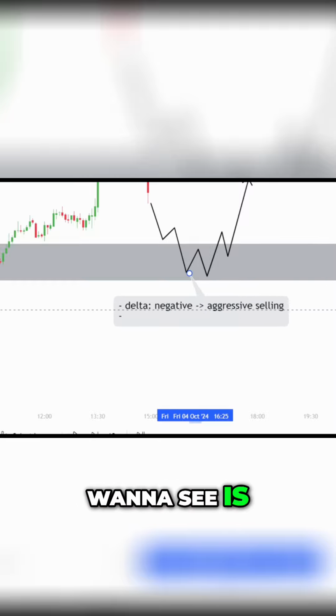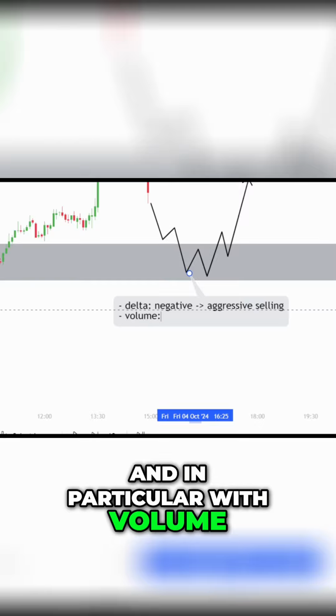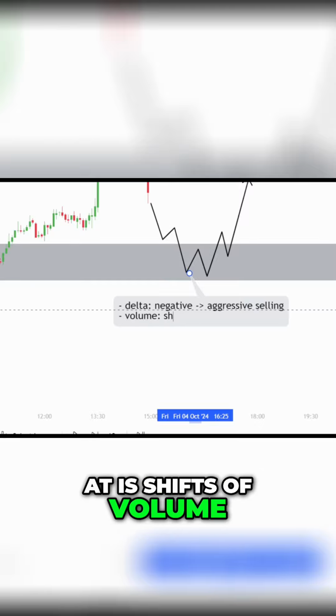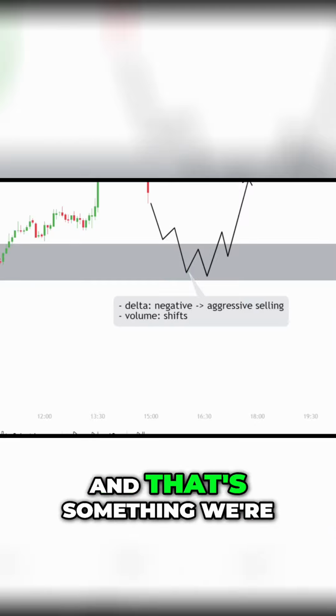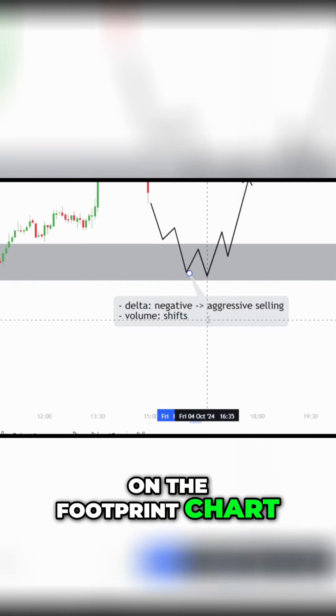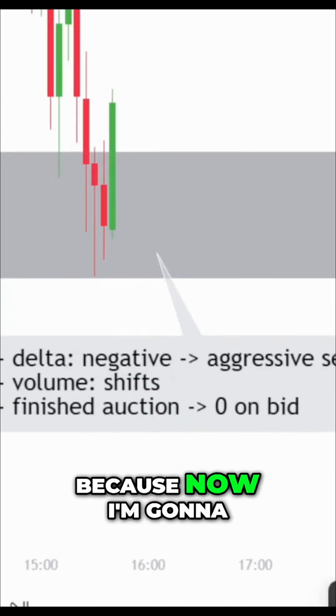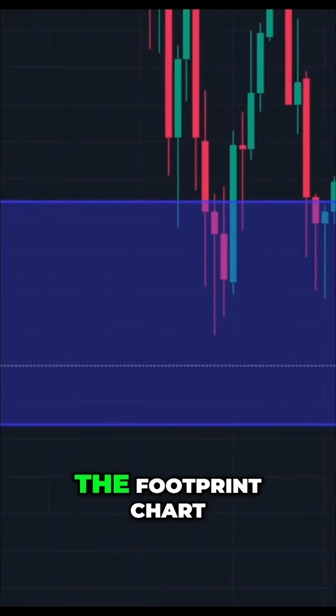The second thing we want to see is volume, and in particular with volume, we want to look at shifts of volume, right? We want to see the volume shifting, and that's something we're going to be going over on the footprint chart. It's very interesting because now I'm going to bring people's attention to the footprint chart.